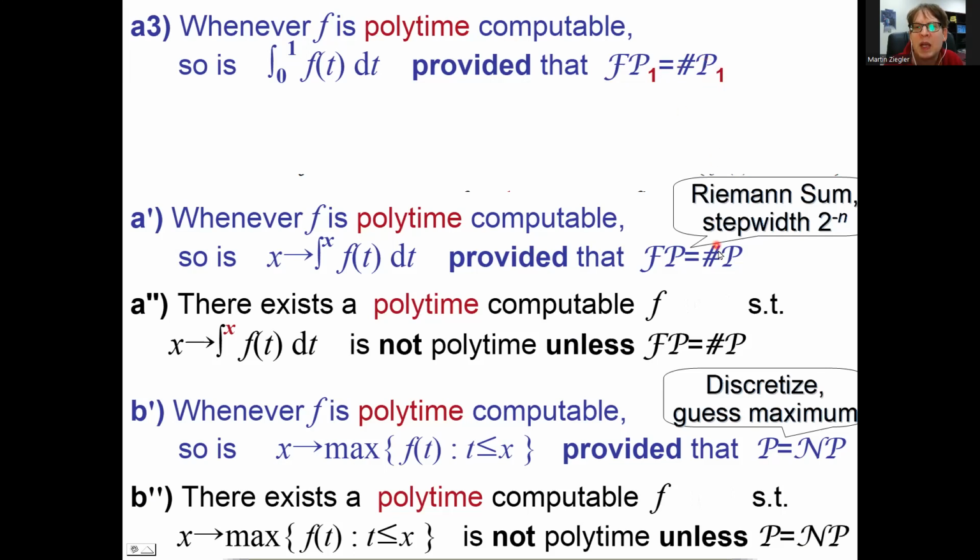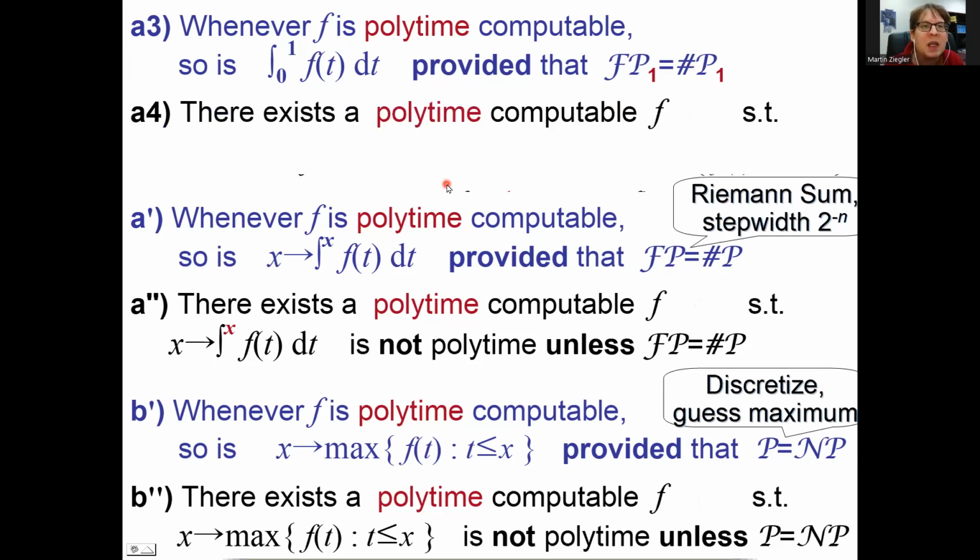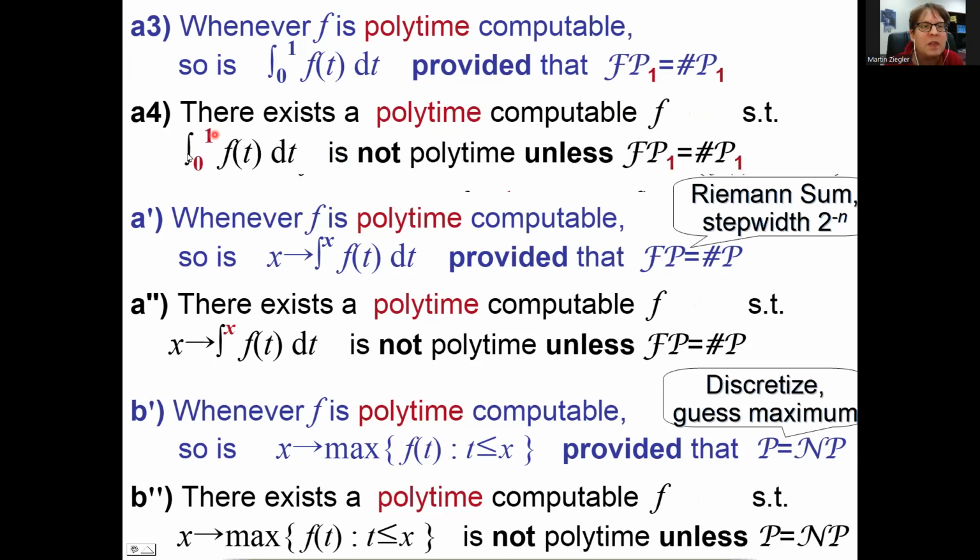The difference between these two classes is maybe not so large, and they can be related to other problems like nondeterministic exponential time being equal to deterministic exponential time. And again, this characterization of definite Riemann integration in terms of this complexity class has been shown optimal. Namely, there exists a polynomial time computable function such that this definite integral is not polynomial time computable unless these two complexity classes agree, which most people think they don't.